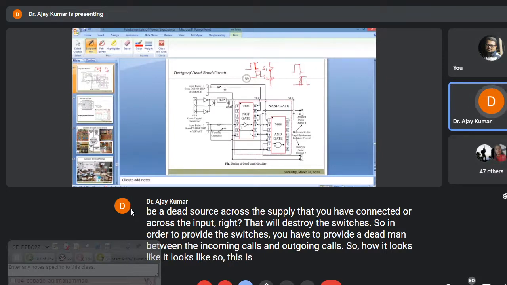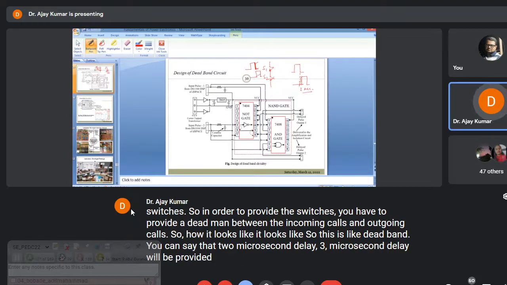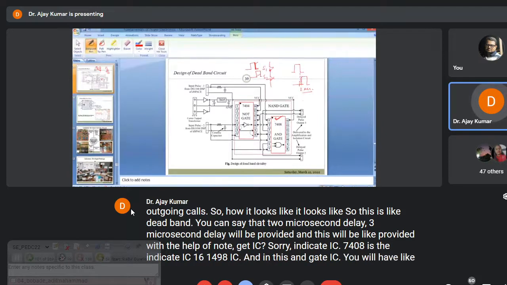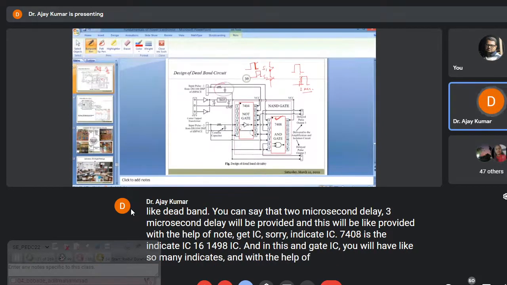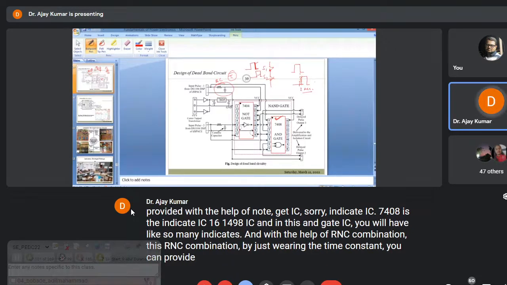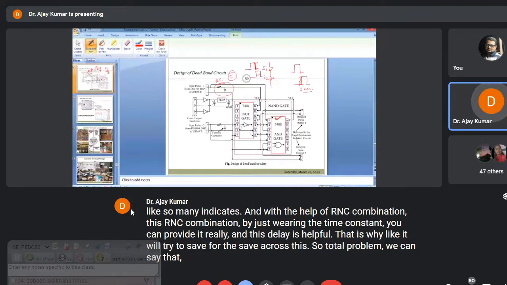You can provide a 2 microsecond delay or a 3 microsecond delay, and this will be provided with the help of a NOT gate IC and an AND gate IC. 7408 is the AND gate IC, a 14 pin AND gate IC. In this AND gate IC, you will have many AND gates, and with the help of an R and C combination, by just varying the time constant, you can provide a delay. This delay is helpful to protect against the shoot-through problem, right? It is provided in the inverter to avoid the shoot-through problem, right? So this is nothing but the dead band circuit.